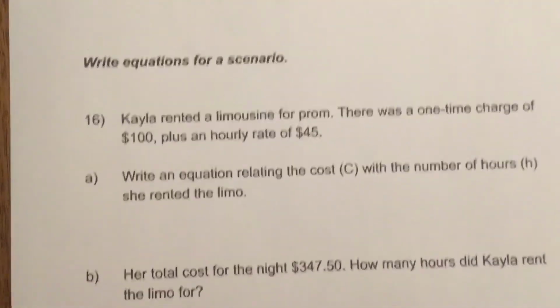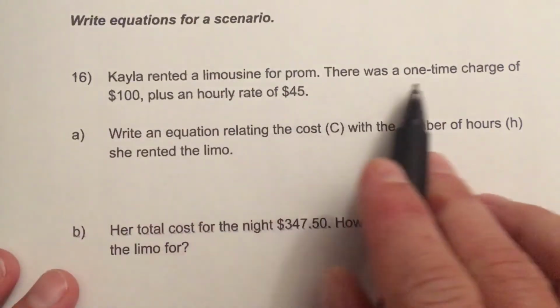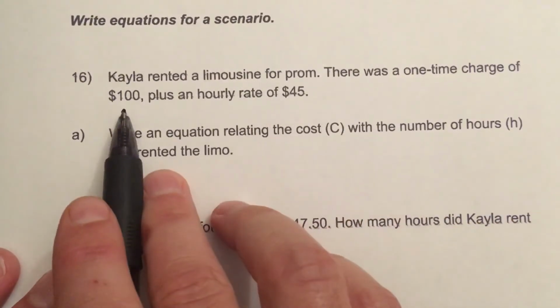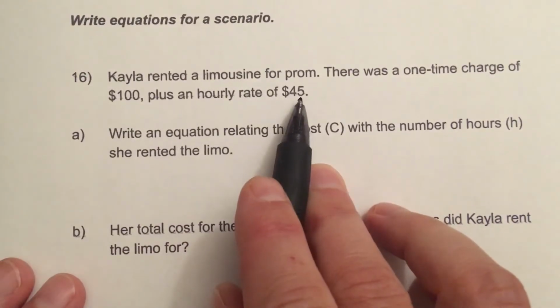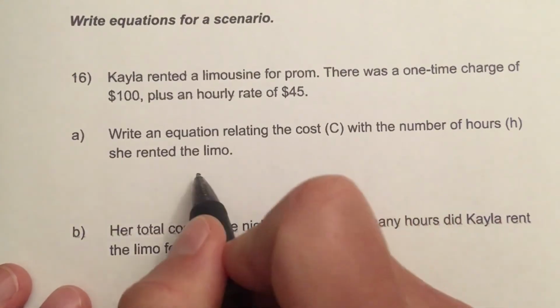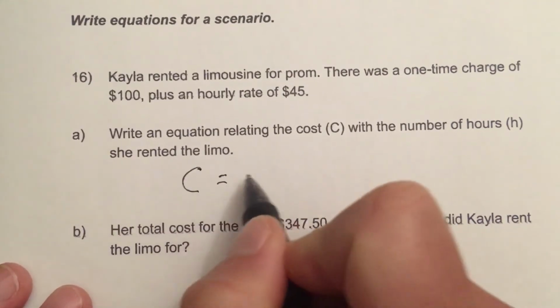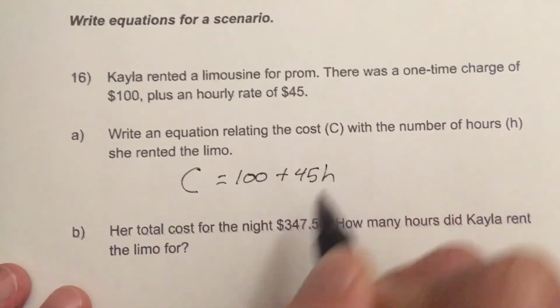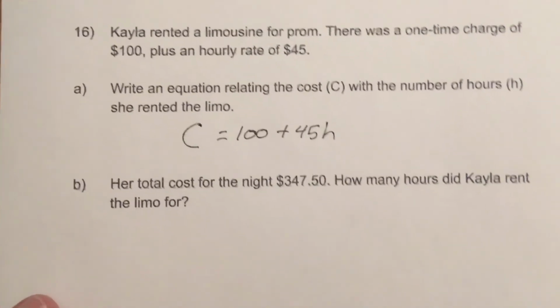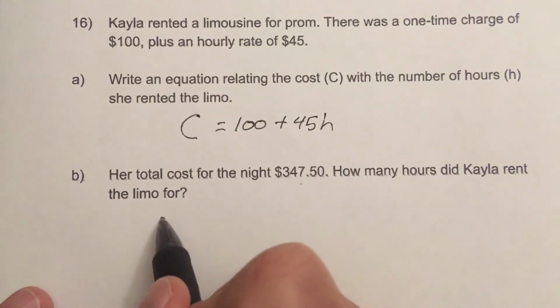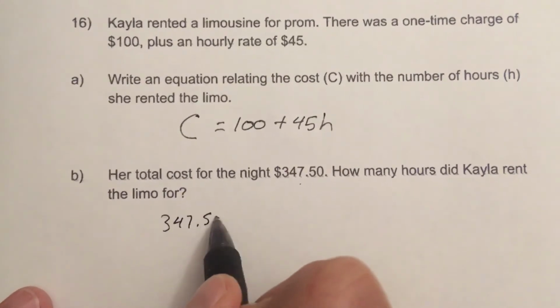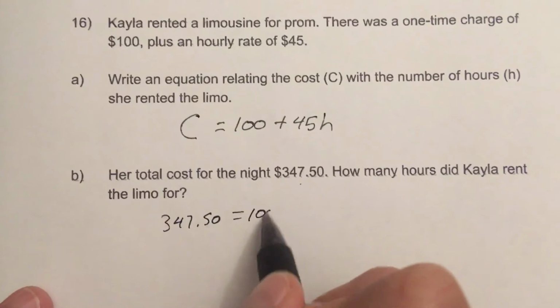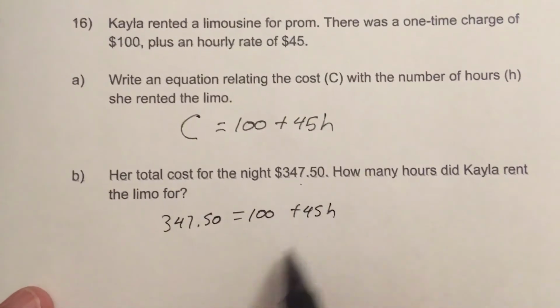Okay. Then our last page here gave us a problem that says Kayla has to be charged for a limousine $100 plus $45 every hour. We want an equation that represents that. So her cost would be $100 plus $45 times the number of hours she rents it. If the total cost was $347.50, we're putting that in for cost: 347.50 equals 100 plus 45h.